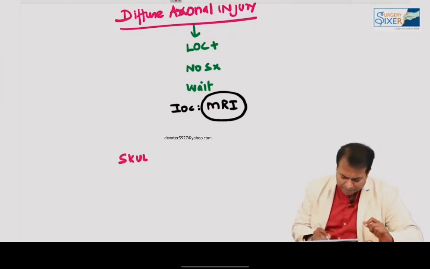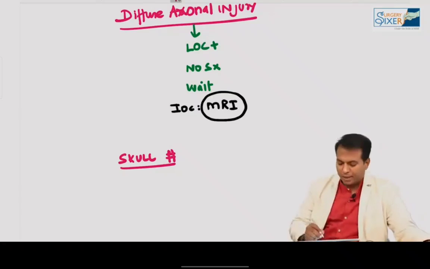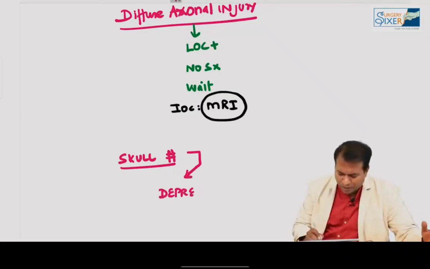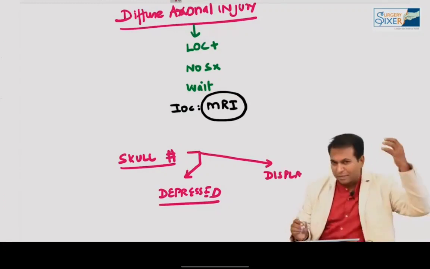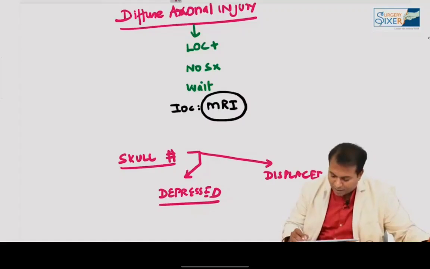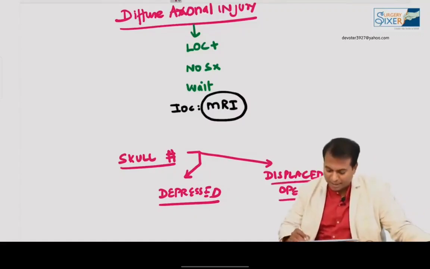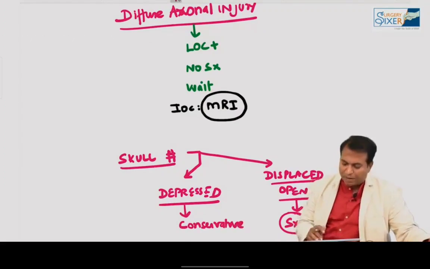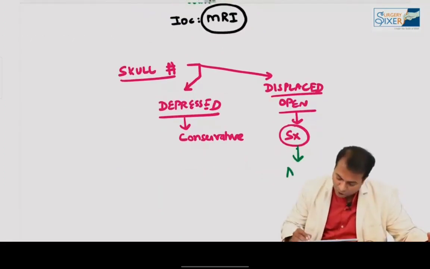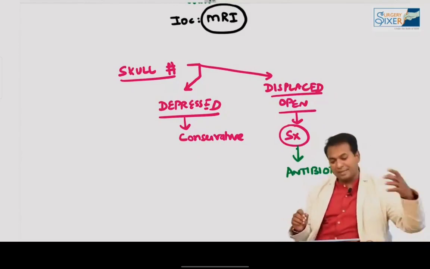And skull fracture is another problem in the skull. It can be a depressed fracture. Depressed fractures are not a worry; many times they don't cause any symptoms and you can manage conservatively. Depressed just means it has gone a little inside. Displaced or open fractures must be treated surgically. These cases also need antibiotics to prevent infection inside the skull.